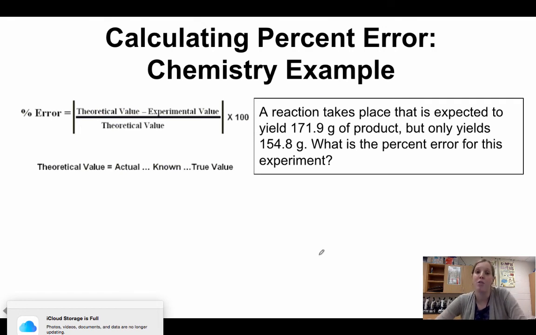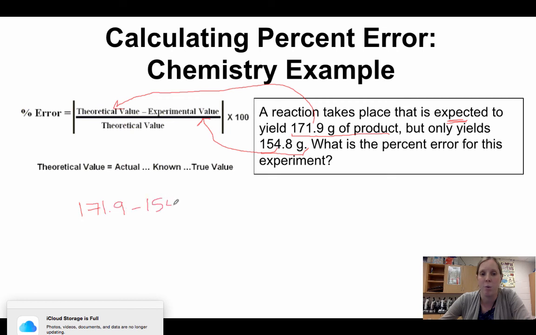And here's an example from chemistry that might be similar to what you encountered last year, or will encounter for sure in high school chemistry. Let's say you're doing a reaction that is supposed to yield 171.9 grams of product. That's what it's expected to, or should, yield. But instead, in the lab, it only yields 154.8 grams. So what is the percent error? This is what it should have been, so that's my theoretical value, whereas this is what it actually ended up being in the experiment, so that's my experimental value.